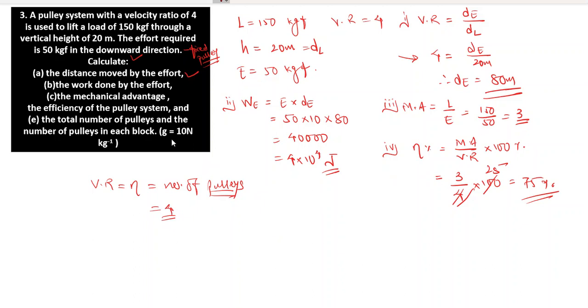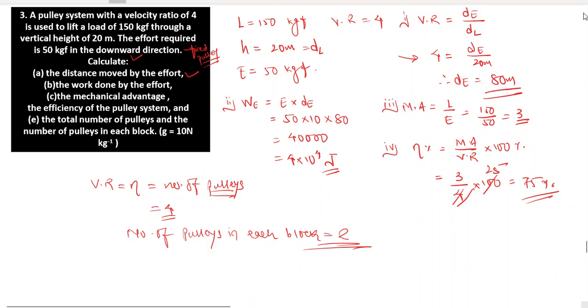And they are asking the number of pulleys in each block. If it is a block and tackle system and there are 4 pulleys, we know that in a block and tackle system, either the number of pulleys in the upper and lower block are both equal to each other, or the number of pulleys in the upper block is one more than the number of pulleys in the lower block. So here only one case is possible: the number of pulleys in each block is 2 and 2. 1 and 3 is not possible because a difference of 2 is not possible. So the number of pulleys in each block is equal to 2. Okay, so this is the answer.